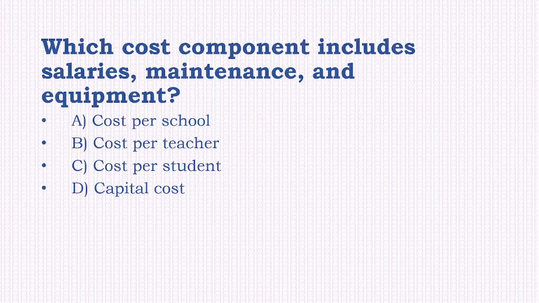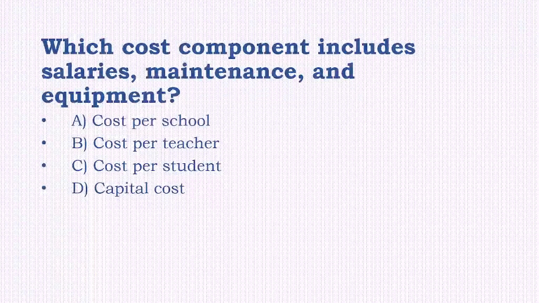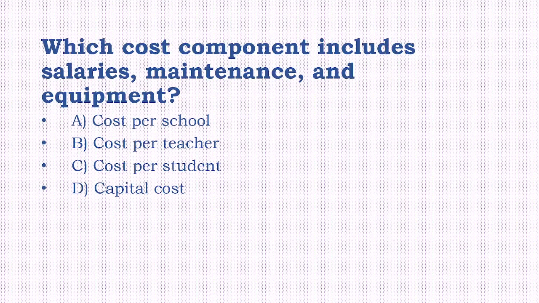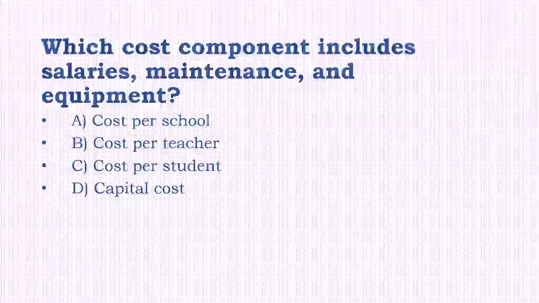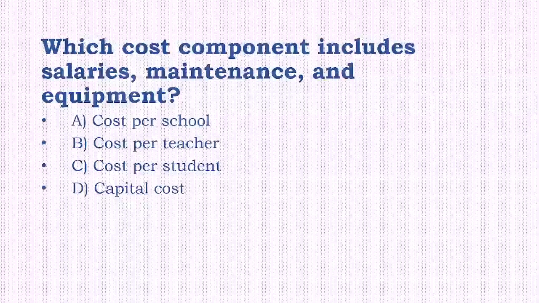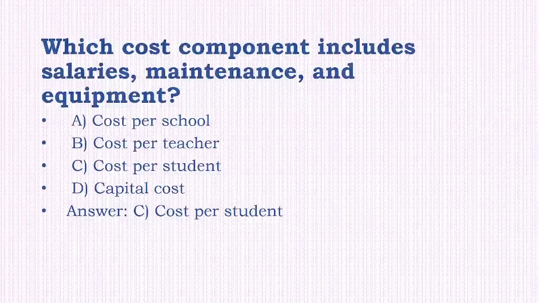Next, which cost component includes salaries, maintenance, and equipment? Options: cost per school, cost per teacher, cost per student, capital cost. Answer of this question is option C, that is cost per student.